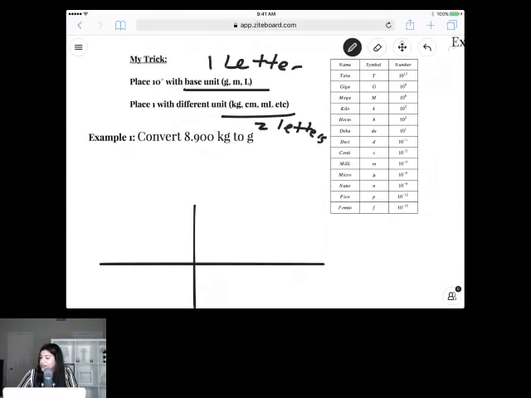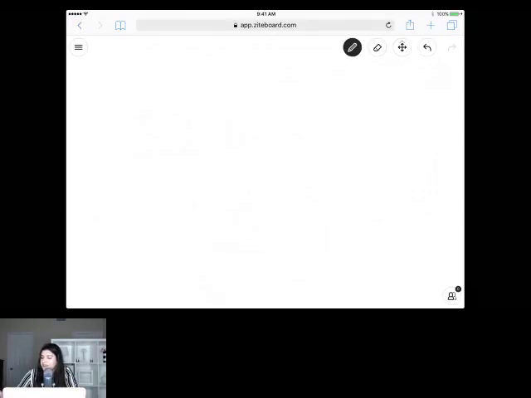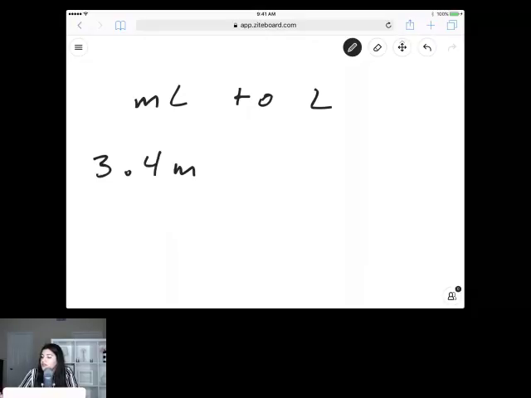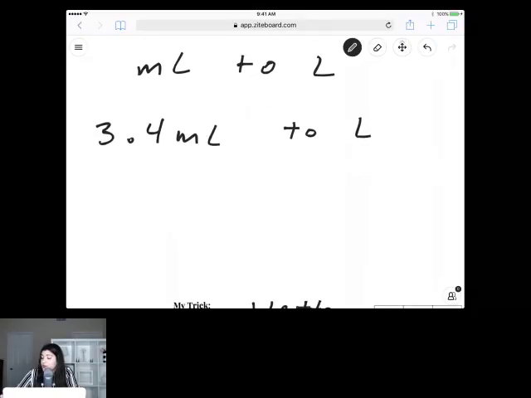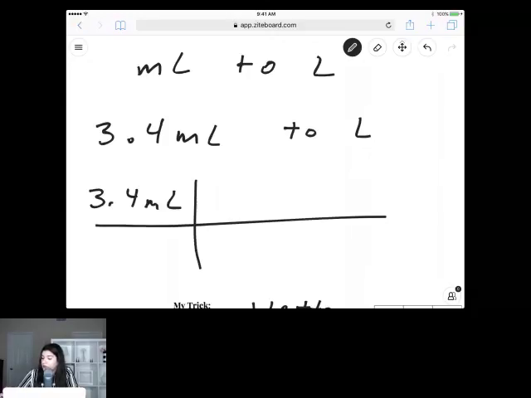Next, you place the 1 with our different unit or the one with 2 letters. So what I mean is, let's say we were going from milliliters to liters, and our given was 3.4 milliliters. So the setup: always start with your given, that 3.4 milliliters. Then we'll place the milliliters across from each other so they can cancel, placing the unit that you want to get to, which is liters, on top.